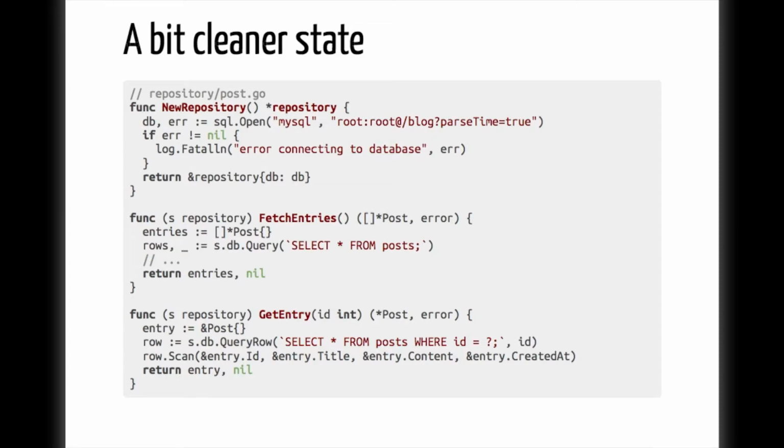And here is a bit cleaner state, because I've identified some dependencies. Here's the state repository. I forgot the struct for this one, but you can imagine there's also a struct before that, which consists of two methods. One is to fetch entries, and one is to fetch a single entry.